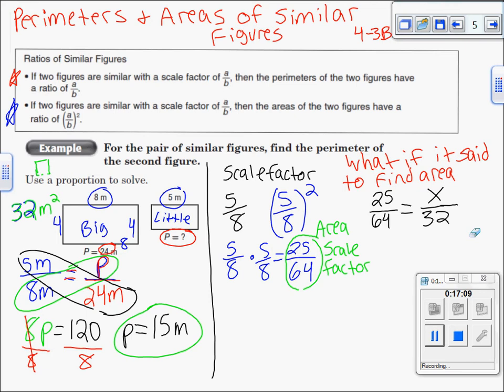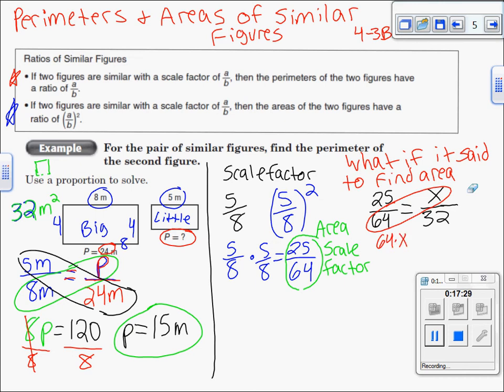Now, if you just walked up and saw this, not knowing what was going on, you would just be like, oh, that's a proportion. I could solve that using the cross product property. But more specifically, this proportion models the relationship of the areas of these two figures. So we're going to do the same thing we always do. We're going to use the cross product property to solve it.